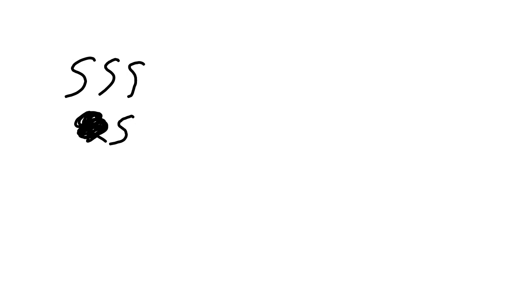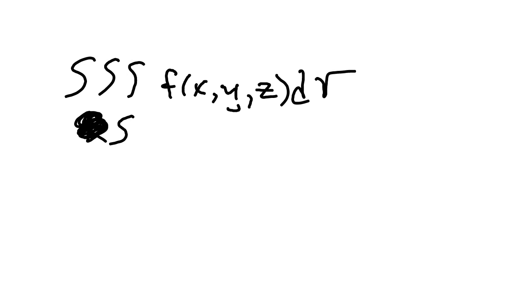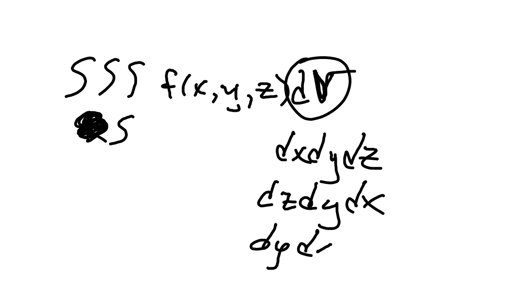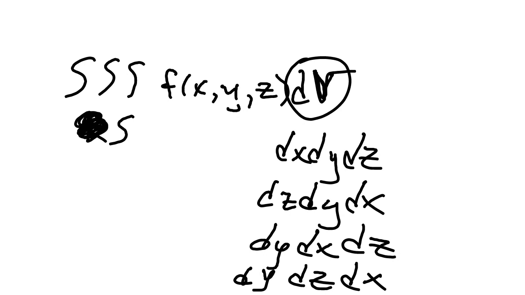But anyway, so triple integral of f of x, y, z. Now we're in 3 variables, and then dv. Okay, so dv, if I'm in rectangular coordinates, can be dx, dy, dz. Or a lot more common is doing it backwards, dz, dy, dx. But the reality is we could have dy, dx, dz, or we could have dy, dz, dx. And I'm missing one of them.